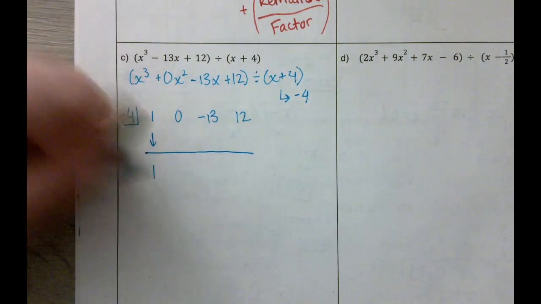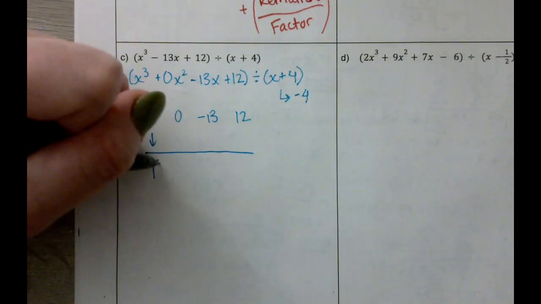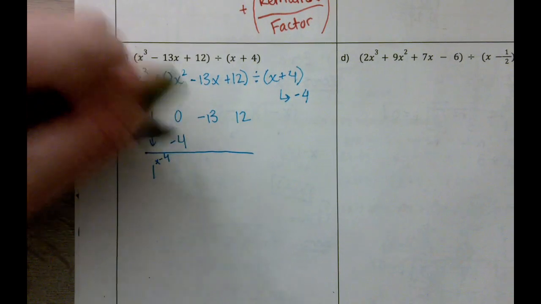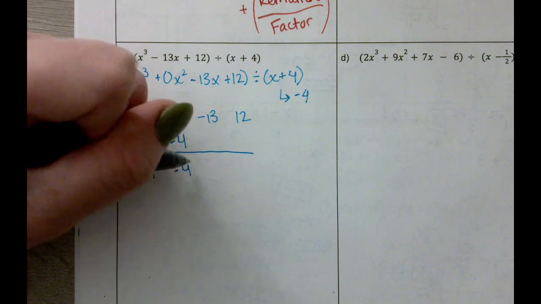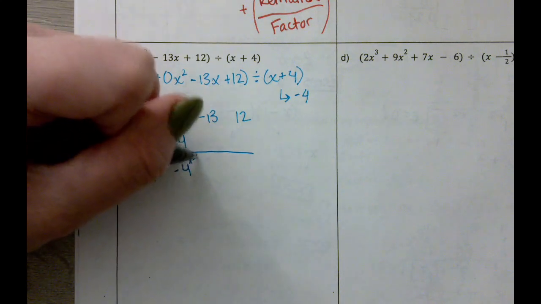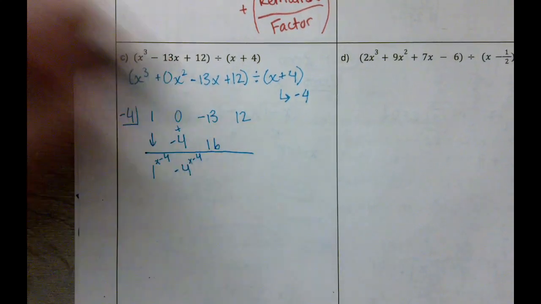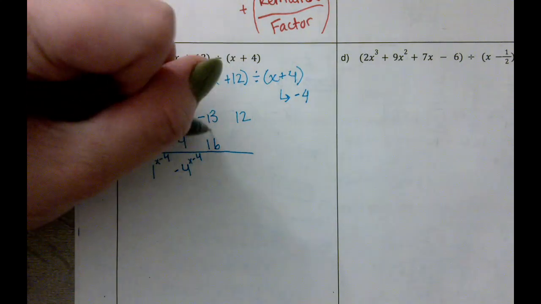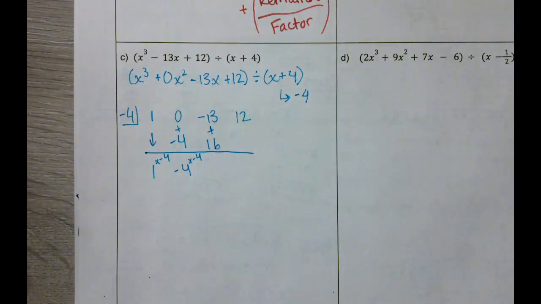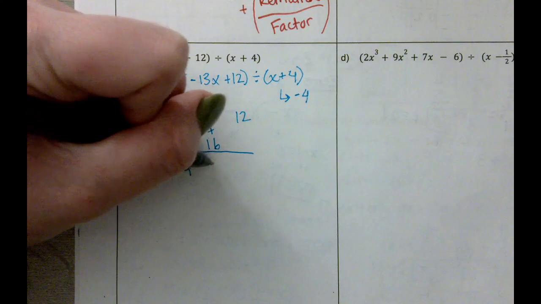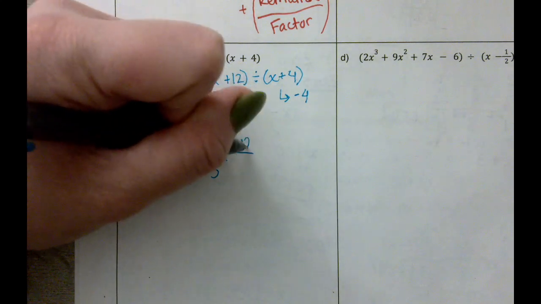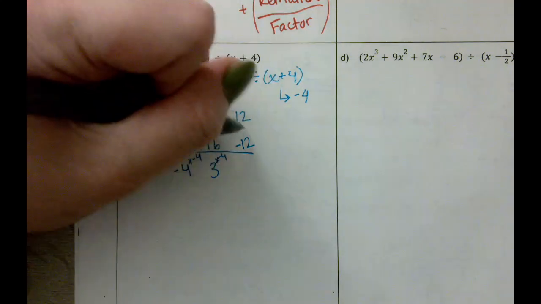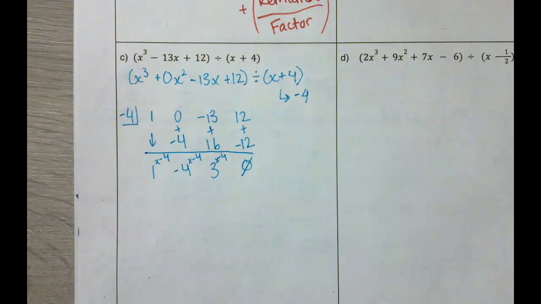Drop down the 1. 1 times negative 4 is negative 4. Negative 4 and 0, well that's still negative 4. Times negative 4 is positive 16. Be careful there. Negative 13 and positive 16 give us a positive 3. Times negative 4 is negative 12. And those will cancel and give us 0.